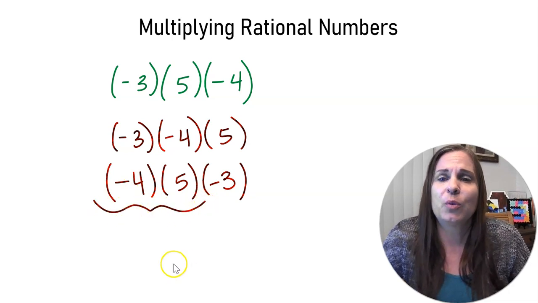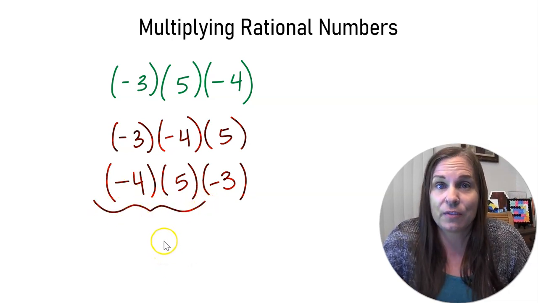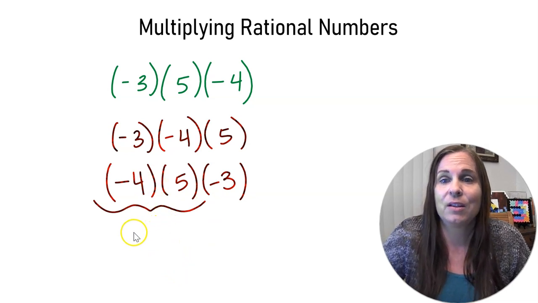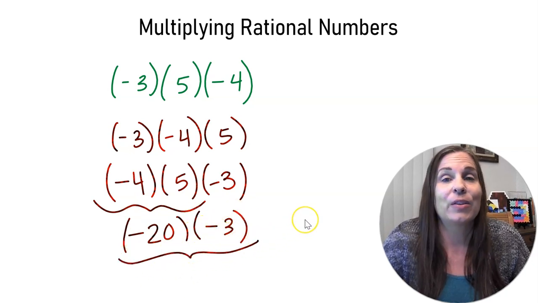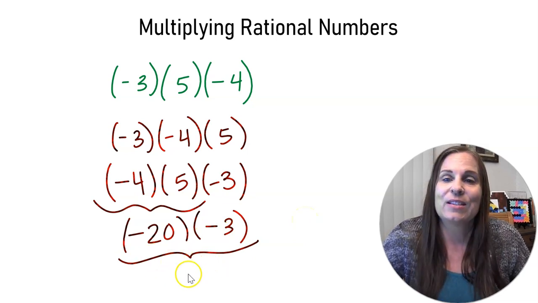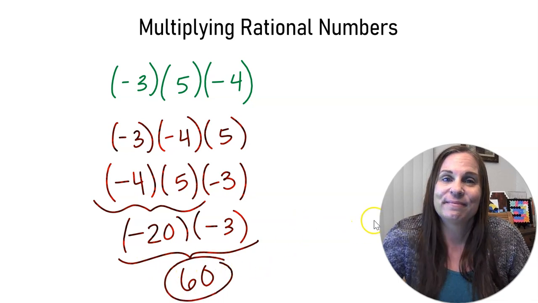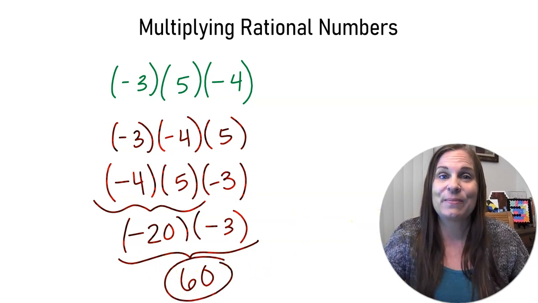So -4 times 5. The signs are different, so the answer is negative. So that'll be -20. And then I've got -20 times -3. And here the signs are the same, so the answer is positive. Done. Let's look at one more.